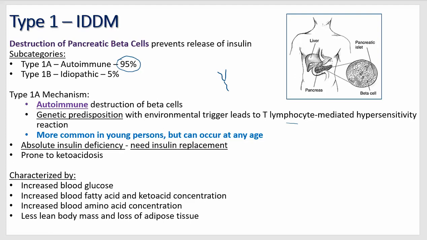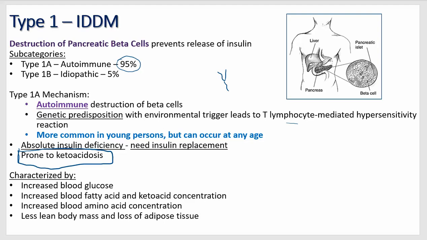Let's see, it's an absolute insulin deficiency, so you need insulin replacement, and type 1 diabetics are prone to ketoacidosis. I want you to remember that, partially because we have it on the next slide, but type 2 is not as prone to ketoacidosis because there is usually still some insulin release and there is still some cell response.